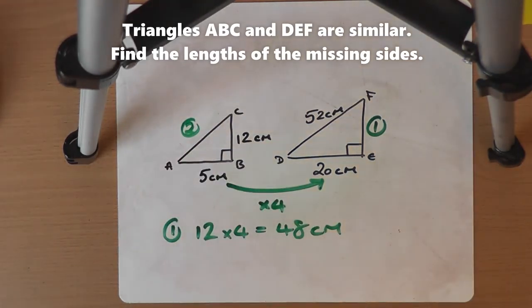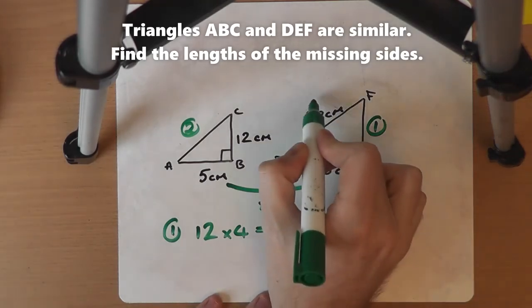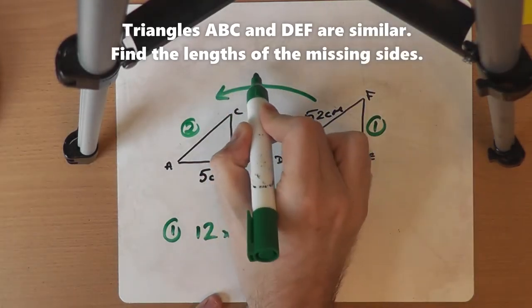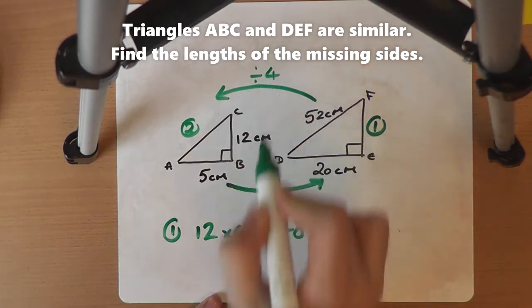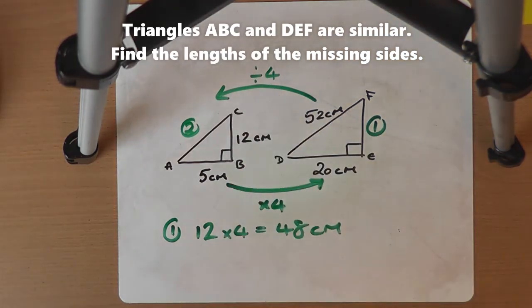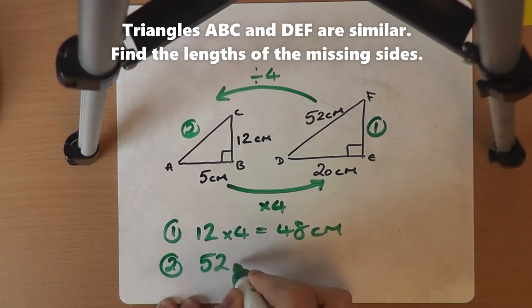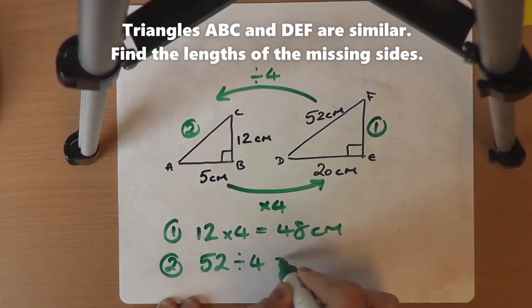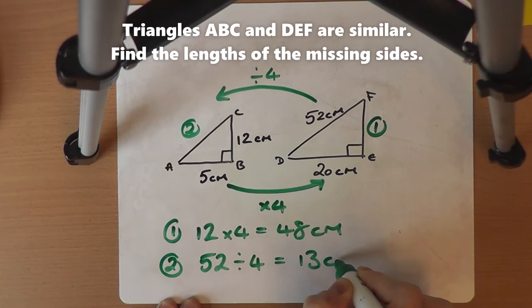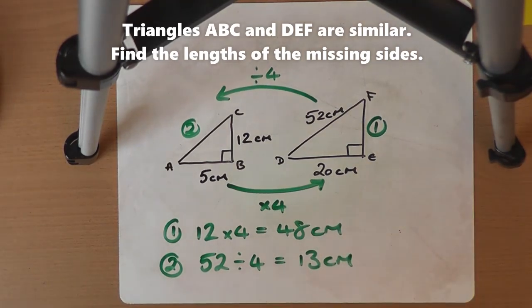If the triangle DEF is 4 times bigger, that means the triangle ABC must be 4 times smaller. So we could take the 52 centimeters, that's the matching side, we could make that 4 times smaller, i.e. we could divide by 4 to see what the side length AC must have been. So our step 2, our second missing side, is 52 divided by 4 to give us 13 centimeters for that missing side.